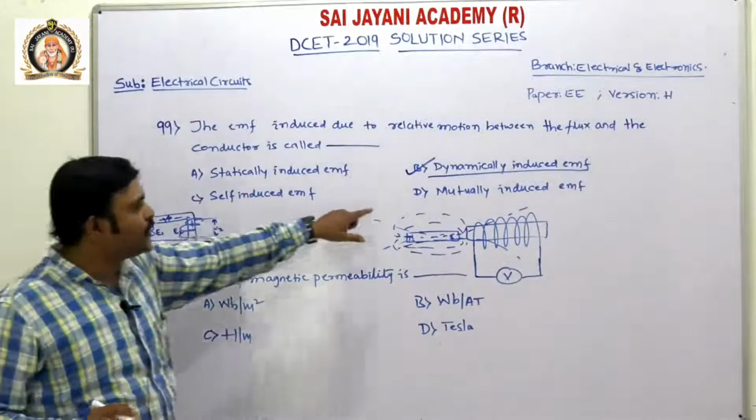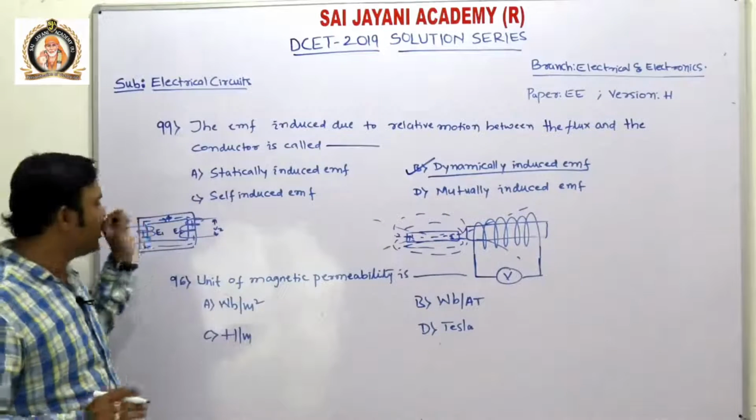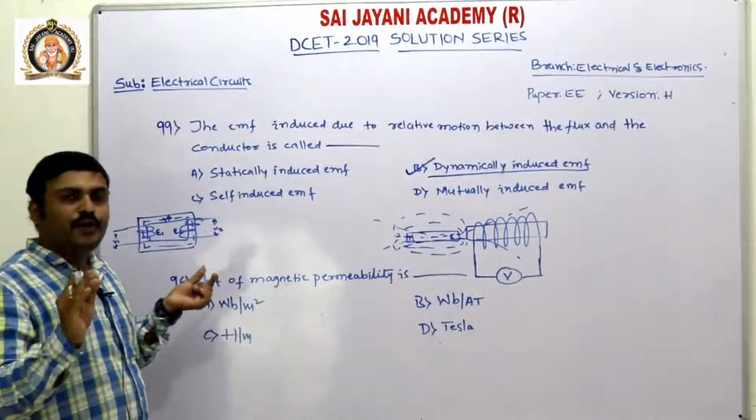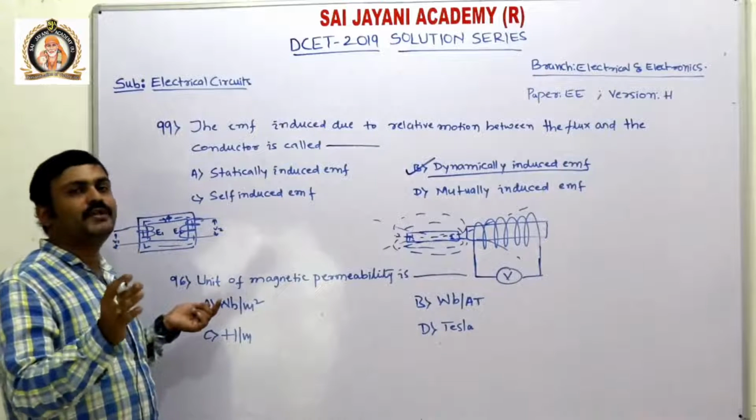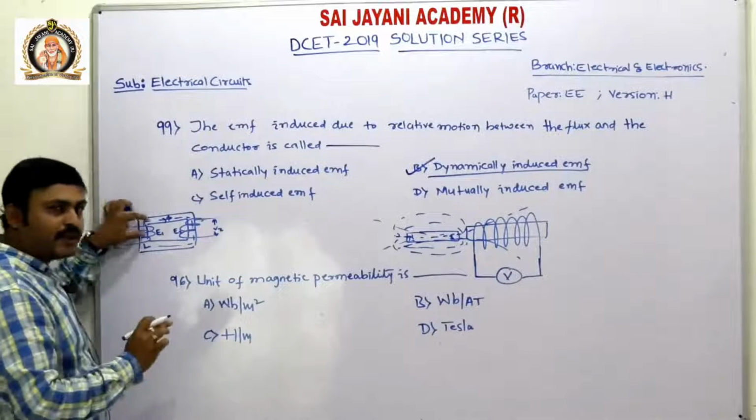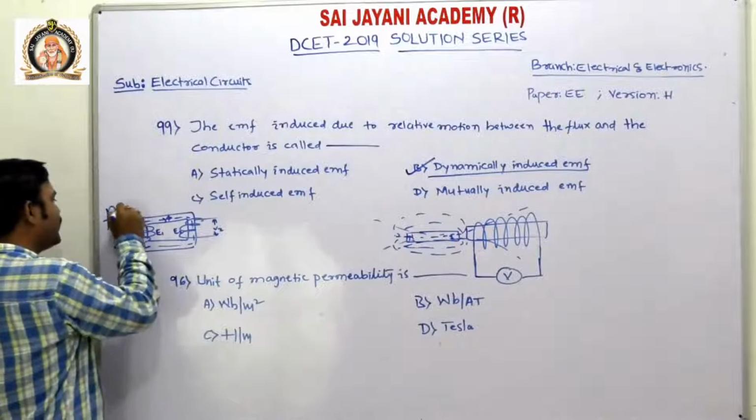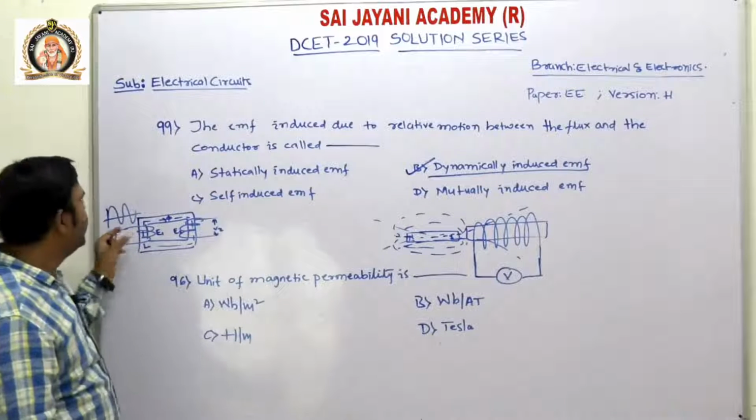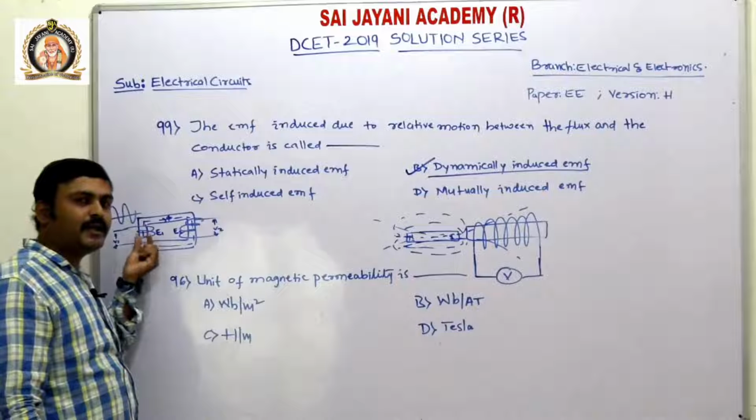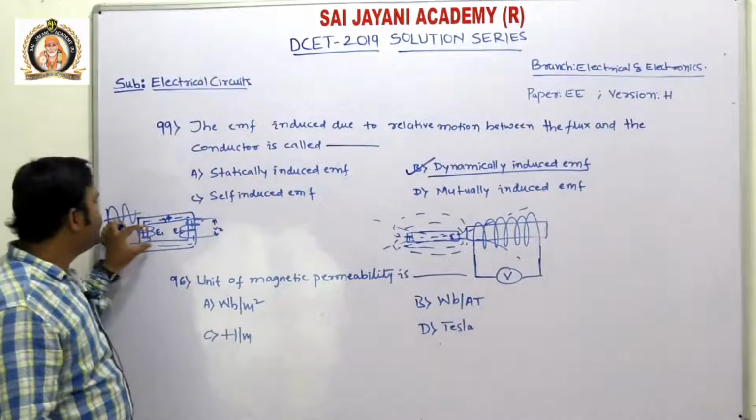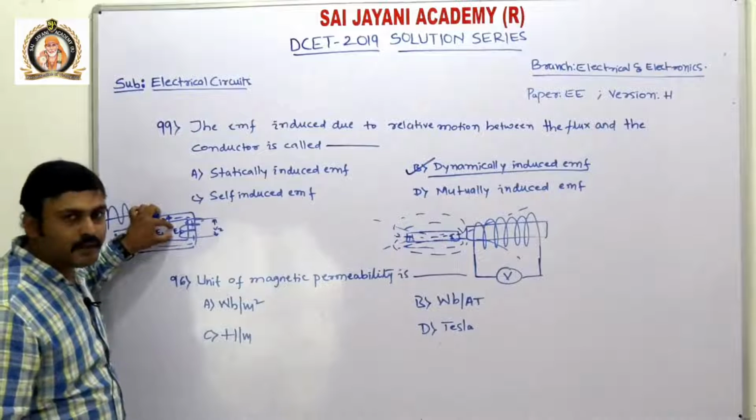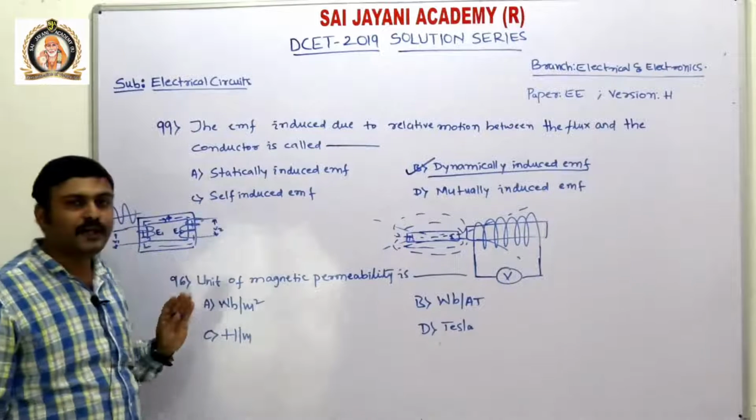Then another option is there, mutually induced EMF. Mutually induced EMF means an EMF induced in one coil due to change in flux in another coil. We are giving alternating supply over here, so the current changes alternately and the flux also changes. Then one EMF, E1, is produced; that is called self-induced EMF. Due to the change in flux here, another EMF, E2, is induced in the secondary. This EMF is called mutually induced EMF.